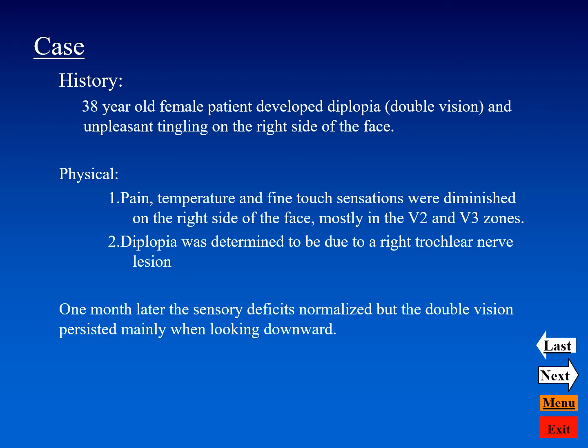The diplopia was determined to be due to a lesion of the right trochlear nerve. The right trochlear nerve innervates the superior oblique muscle of the eye. 1 month later, the sensory deficits normalized, but the double vision persisted, mainly when looking downward.